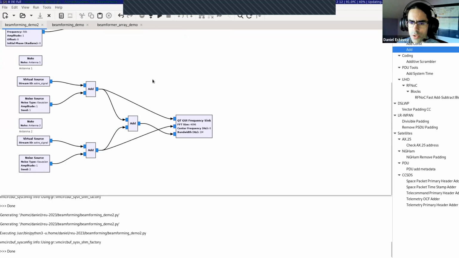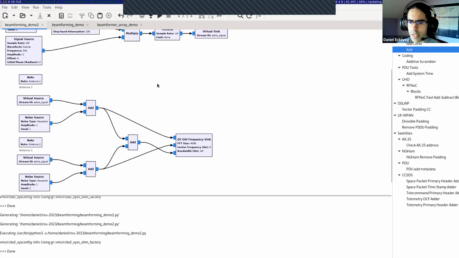So what is not so realistic about this scenario? The thing that is not realistic is that I'm feeding exactly the same signal to the 2 antennas. And in real life, that doesn't happen because the antennas are not exactly in the same place. So you can think about 2 antennas on the ground. They will be some distance apart.